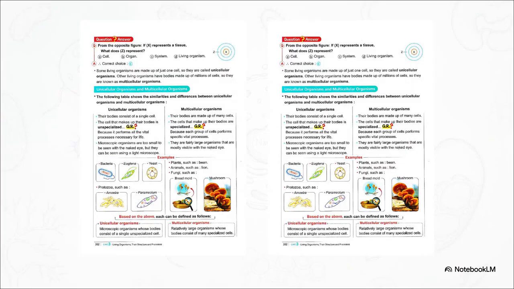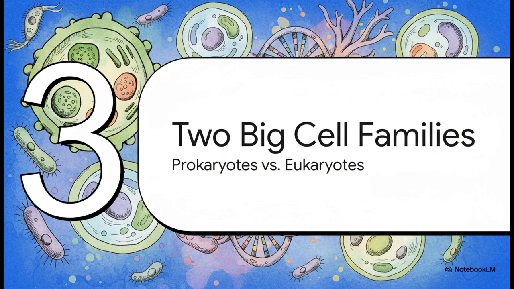Let's look at some real examples. Over here on the left, you've got bacteria. That whole thing, it's just one cell. That's a unicellular organism. Now look at the right. That mushroom? It's a multicellular organism, built from millions and millions of cells all working together. Pretty cool, right? Okay, so we know everything's made of cells. But are all cells the same? Nope. They actually come in two big families. Think of them as two different teams. Let's get to know them.